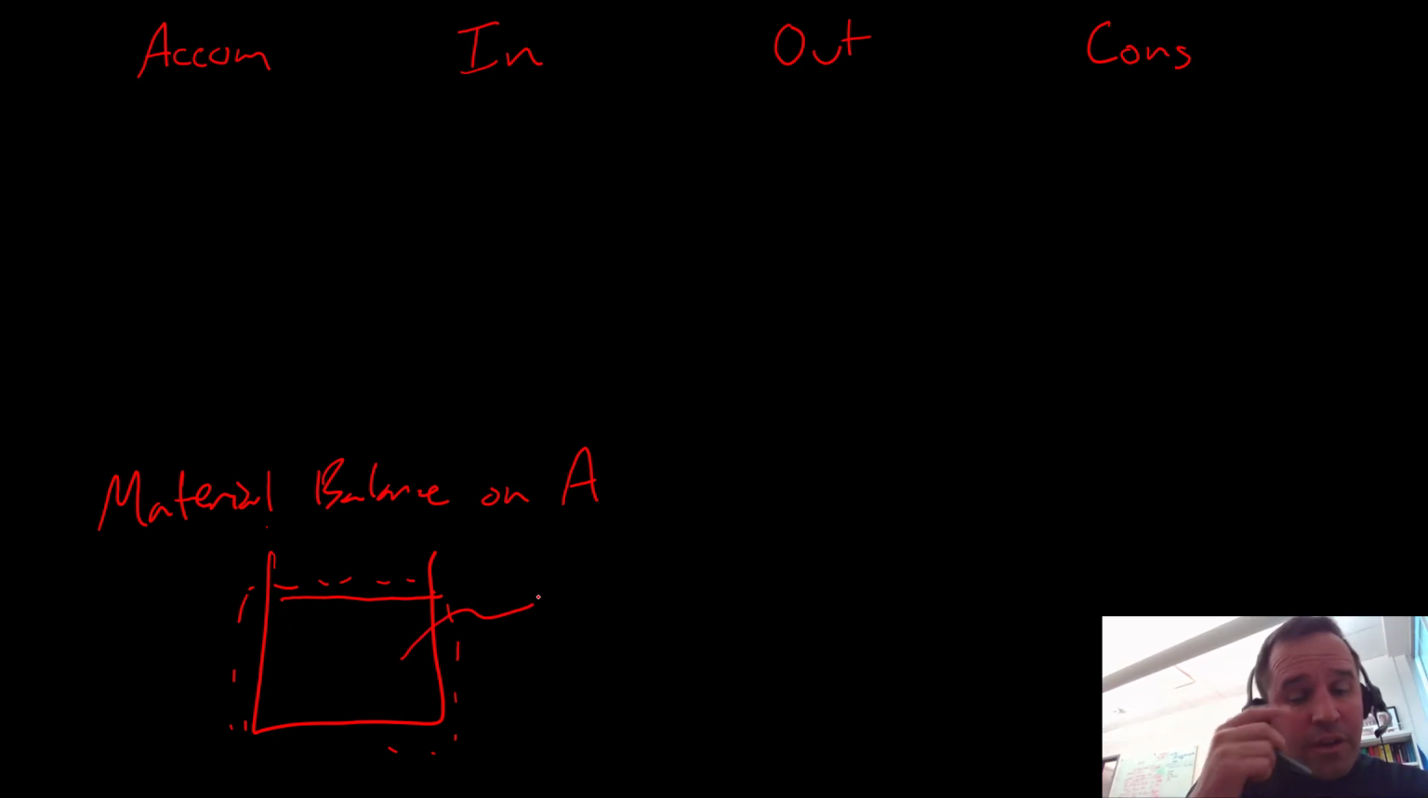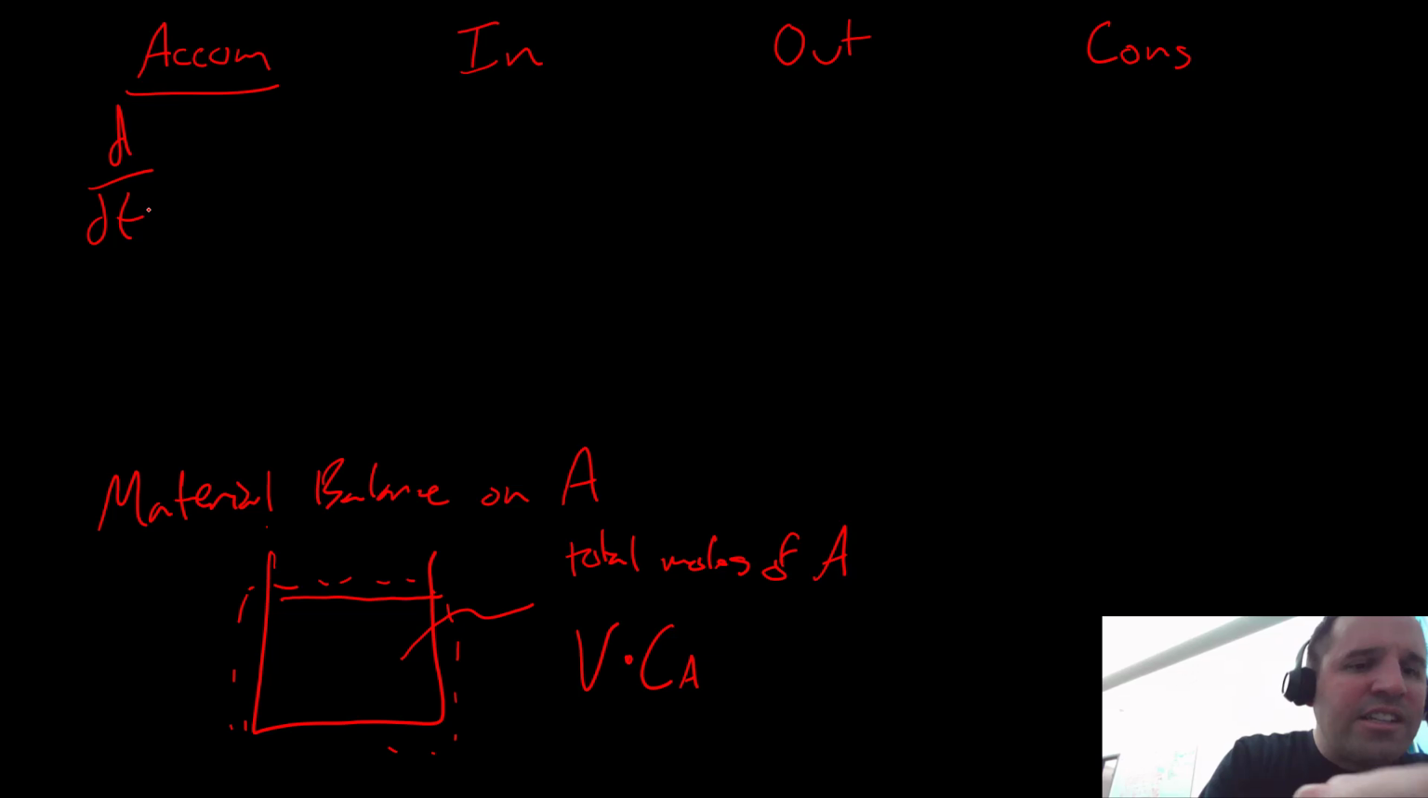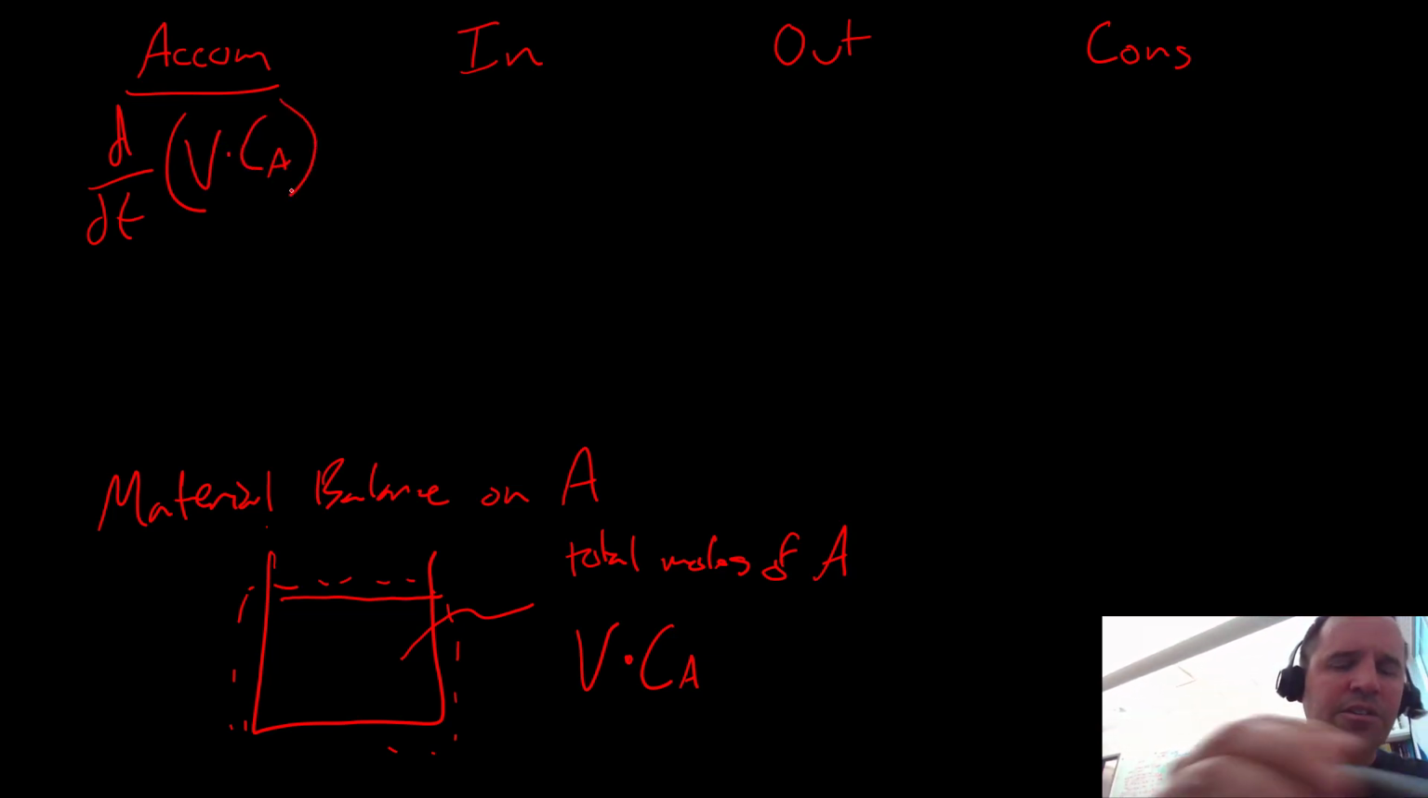Because we're given the concentration of A, with the CSTR we're assuming that this component A is uniformly mixed throughout. So we can write the total moles of A in the system as just our volume multiplied by the concentration of A. Our accumulation term is going to be the rate of change of moles of A. So we're going to have a derivative, d/dt, and what goes inside this derivative operator is going to be the total number of moles of A in our system.